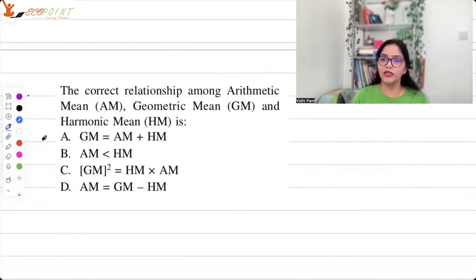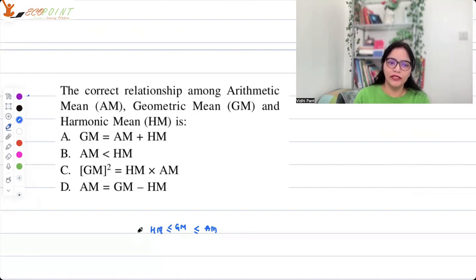The next quick question is from the properties of arithmetic mean, geometric mean, harmonic mean. So we all should know that geometric mean is always less than or equal to the arithmetic mean and greater than or equal to the harmonic mean. This is one basic property that all of us should know.